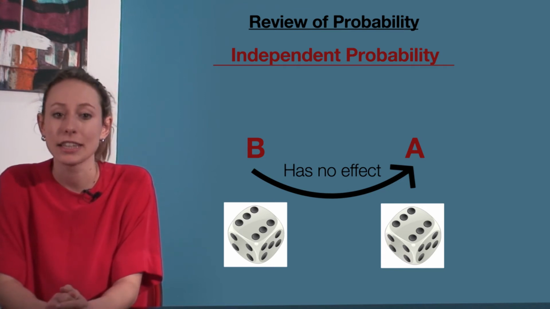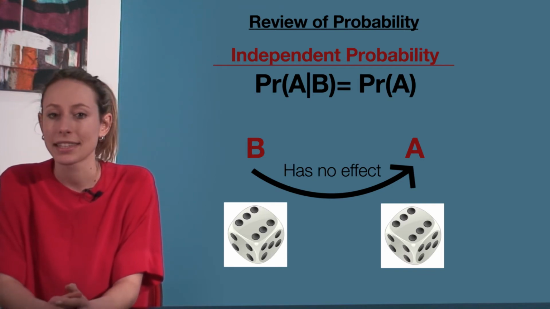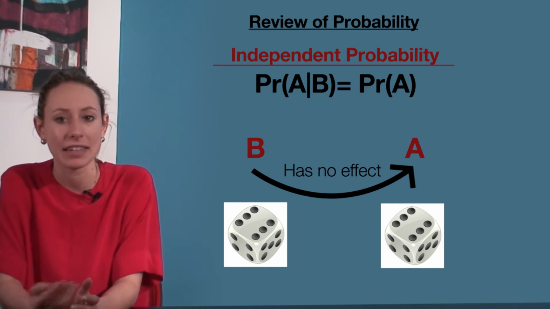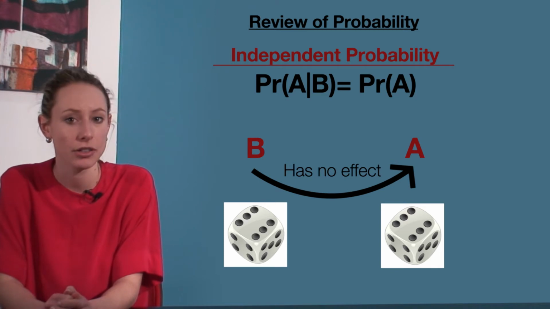This is expressed in the following way. The probability of A given B is the probability of A. This means that the probability of A, given that B has occurred, is the same as the probability of A if B had not occurred.